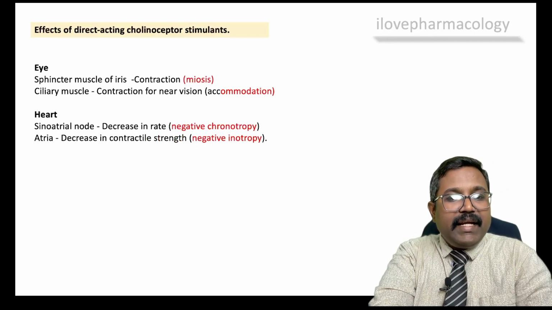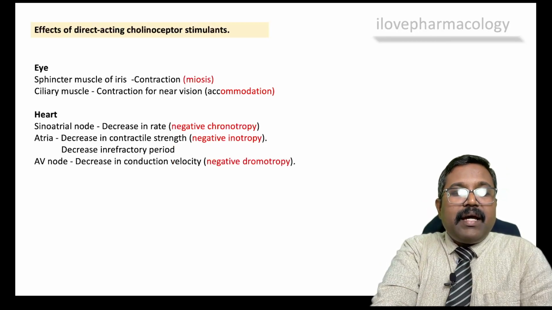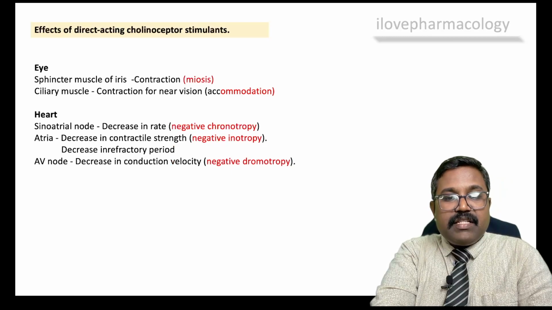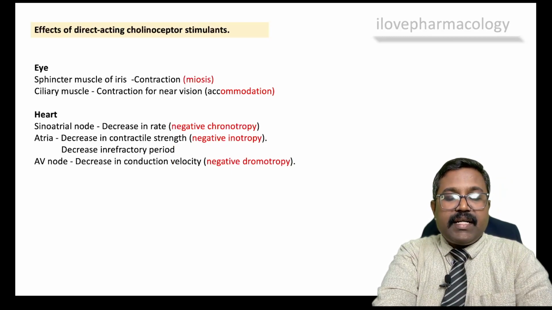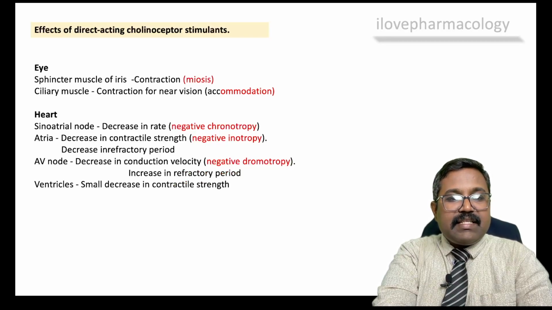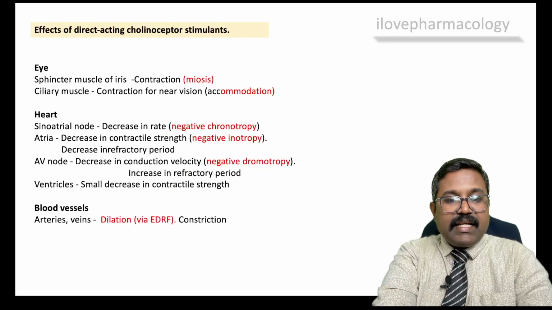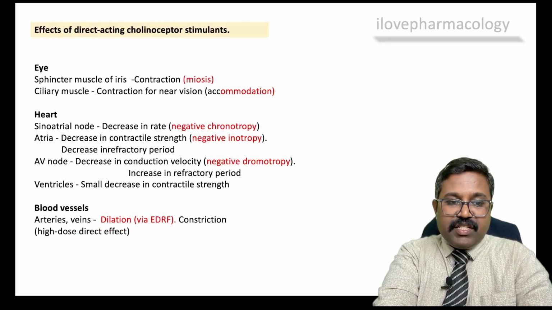effect. On the atria, it decreases the contractility, negative inotropy, as well as it decreases the refractory period. And in the AV node, it decreases the conduction velocity, that is negative dromotropic effect. So activation of M2 in the heart has a depressant action on the heart. And in the ventricles, there is a small decrease in the contractile strength. In blood vessels, arteries and veins, it causes dilation through the release of nitric oxide from the EDRF, and it can cause vasoconstriction only at high doses, which is a direct effect.